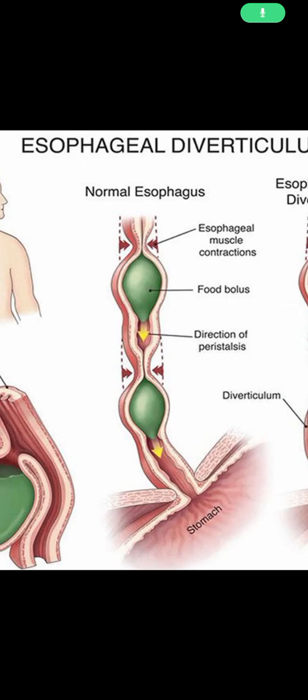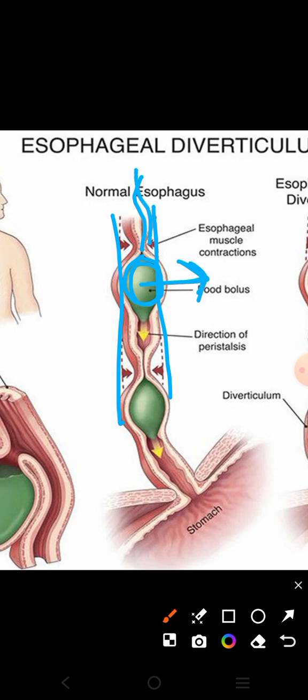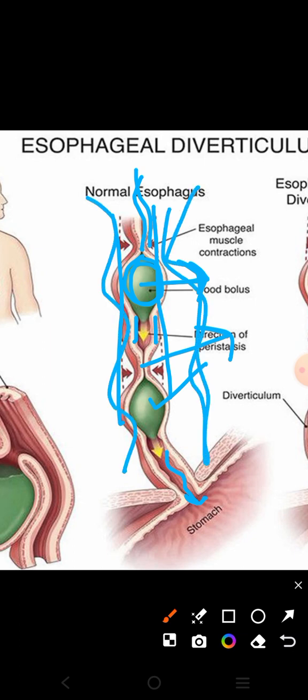You can see clearly in this picture that this is the normal esophagus, right? Whenever the food bolus comes, this is the food bolus. It has passed from the upper portion into this portion, and when it comes here, the previous portion of the esophagus has constricted, but the next portion has dilated. And when food has come to the next portion, the previous portion again has contracted, but the next portion has opened, and similarly the lower esophageal sphincter has also opened.